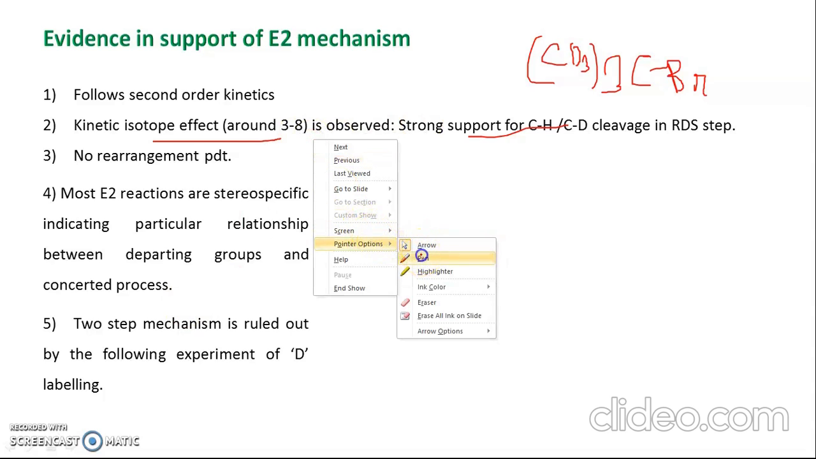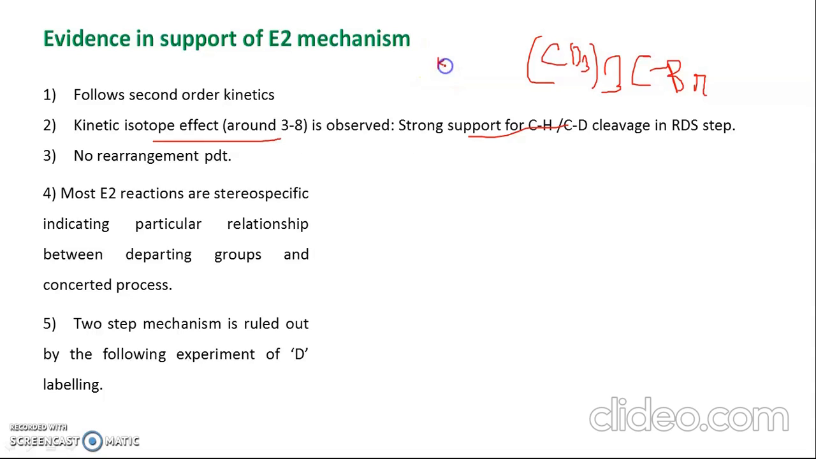So kH/kD means the reaction rate when you are using normal Me3CBr versus the corresponding deuterated version of the same molecule. This value may range from 3 to 8. That means this C-H bond cleavage is taking place in this step. Both the C-H bond breaking and the C-leaving group bond breaking are going on simultaneously. So this strongly supports cleavage in the RDS step, or you can say in the single concerted step.